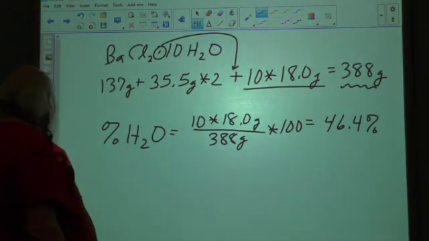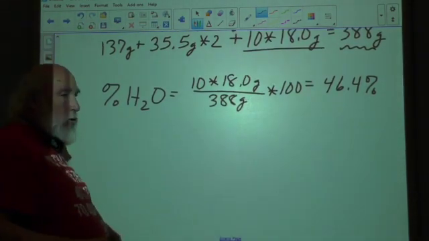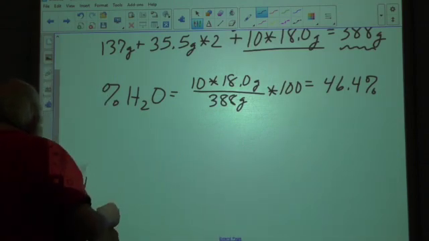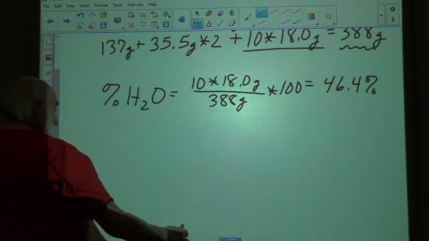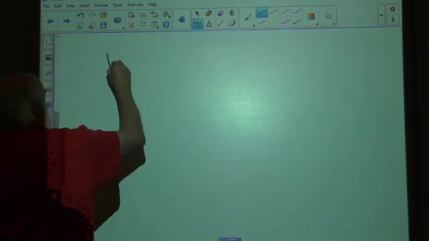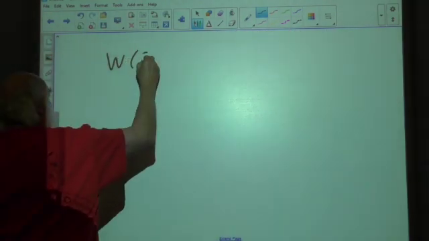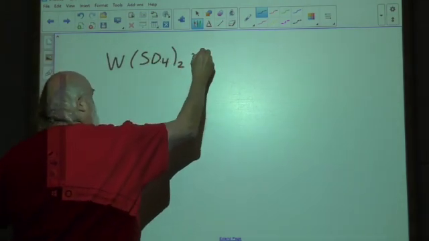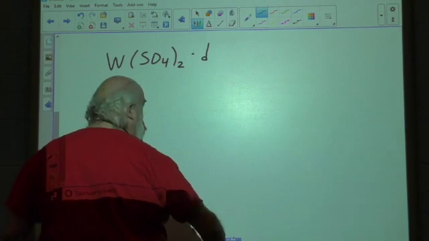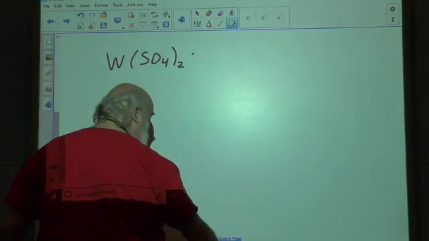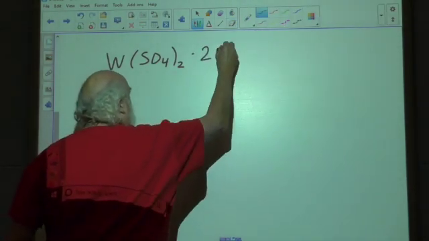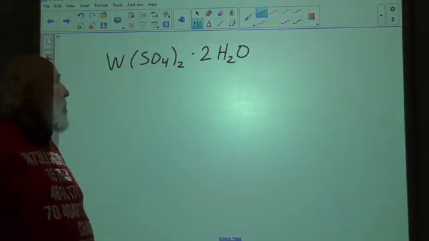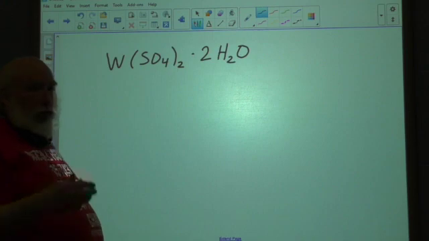Let's do one more to make sure we got this down, and then we'll go ahead and give you your practice problems. This one involves a transition metal, tungsten(IV) sulfate. And this is a dihydrate. So I, of course, want to write the word di, because that's how awake I am right now. Good job, me.